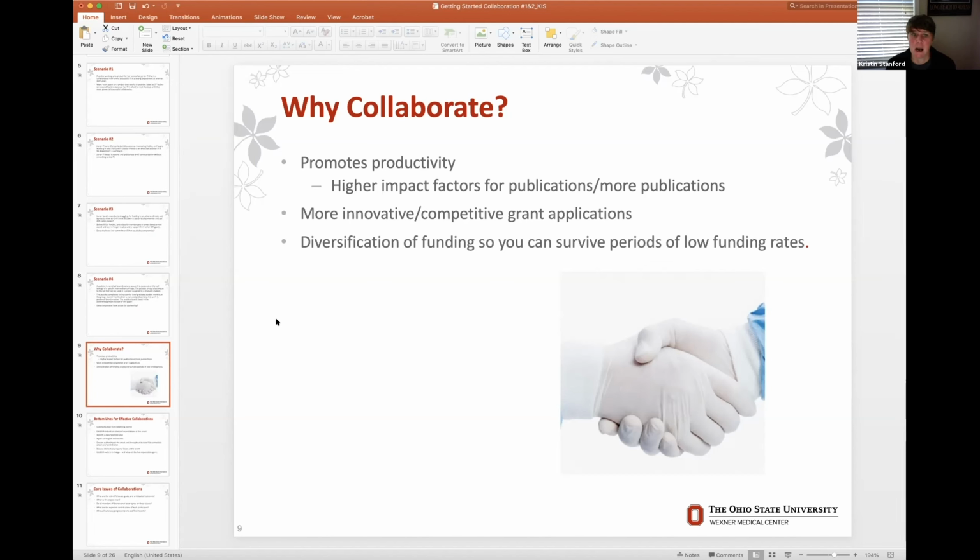Also diversification of funding so you can survive periods of low funding rates. There are several foundation grants that are out there that have specific kind of niche things that you can do, and maybe you can do one part of it, but speaking to a collaborator, you can take some of their techniques and apply them to your question or vice versa, and that can make you eligible for different foundation grants, which I think can be really impactful.